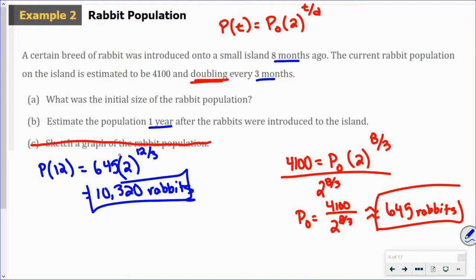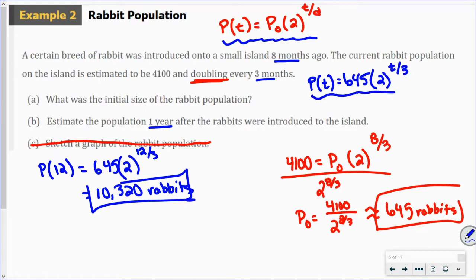Okay, and if you were going to sketch a graph, we would use this and put in our initial and our doubling time. We'd look at P of t equals 645 times 2 to the t over 3. That's the equation we would look at for graphing.